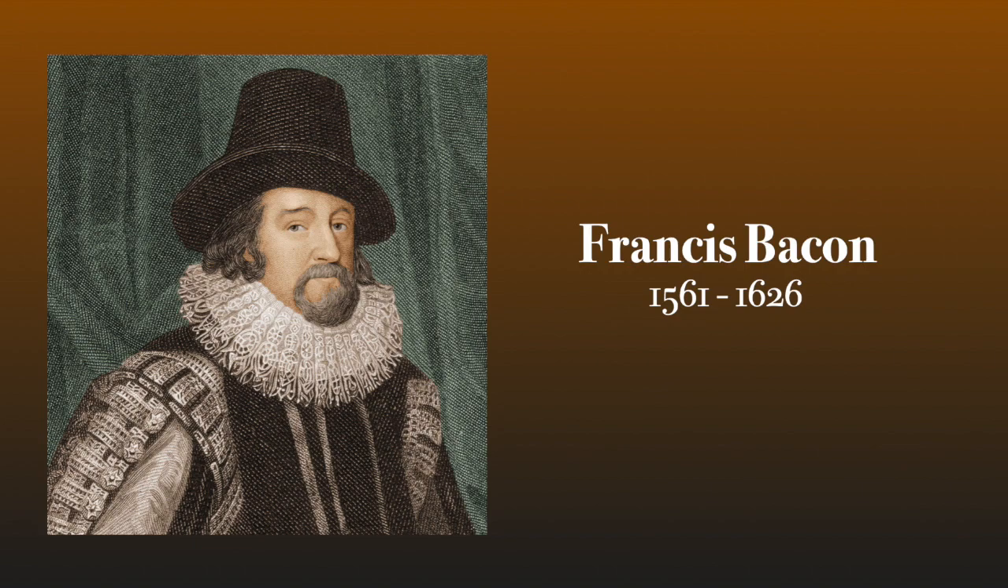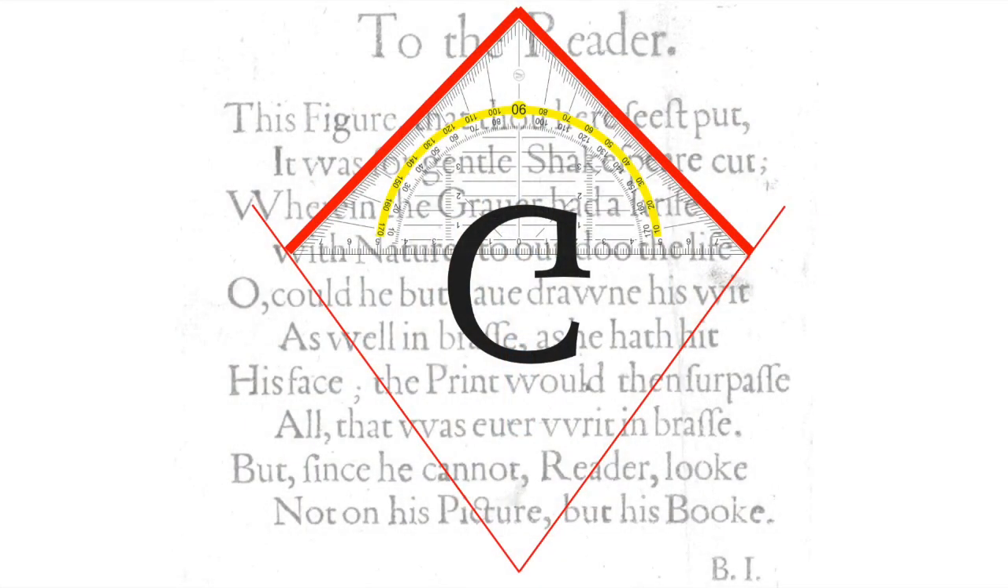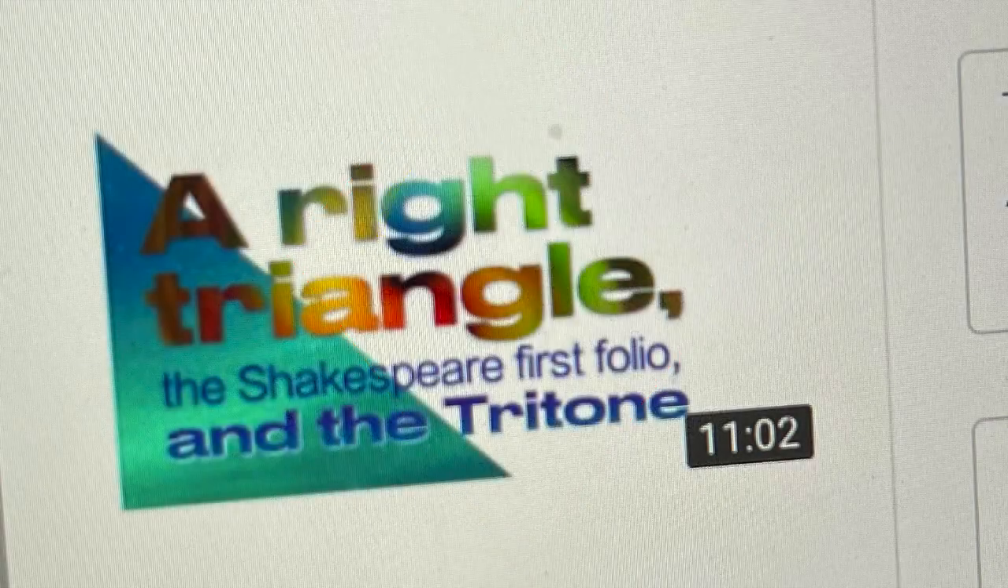Some of my research into the encrypted knowledge left to us by Francis Bacon, including works of Shakespeare, secret societies, and the harmonic series, has been based on the inverted logo of Freemasonry that Peter Amundsen found in the first folio of Shakespeare, a piece of encoded geometry in the To the Reader poem. I share Amundsen's process of finding and recreating this upside-down logo in a video called A Right Triangle, the Shakespeare First Folio, and the Tritone, a link to which is in the description.